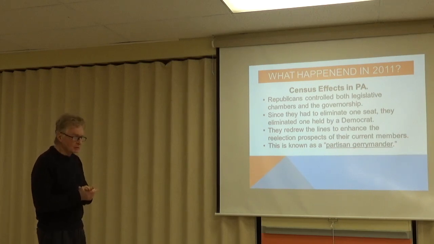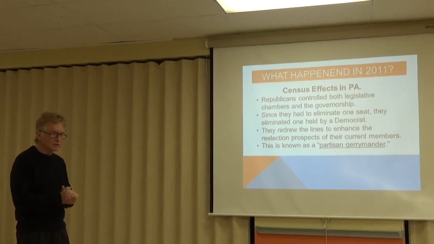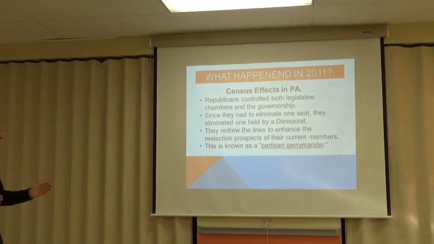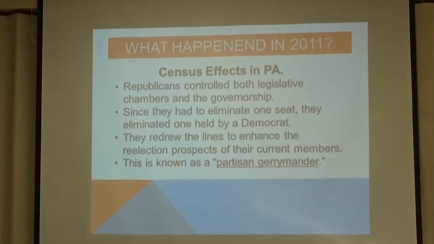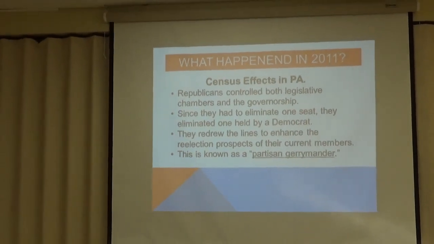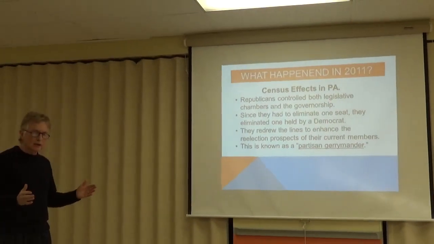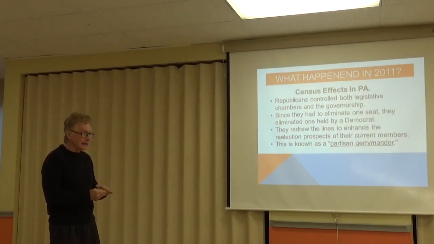So what happened in 2011? Well, we had the 2010 census. We got our population. We found out how many seats we had, which was 18. And then at that point, we had to draw the lines. Well, the Republicans controlled both the House and the Senate at the time. They also controlled the Supreme Court. So they drew the lines in what we call a partisan gerrymandered fashion. That is, they drew the lines to their advantage.